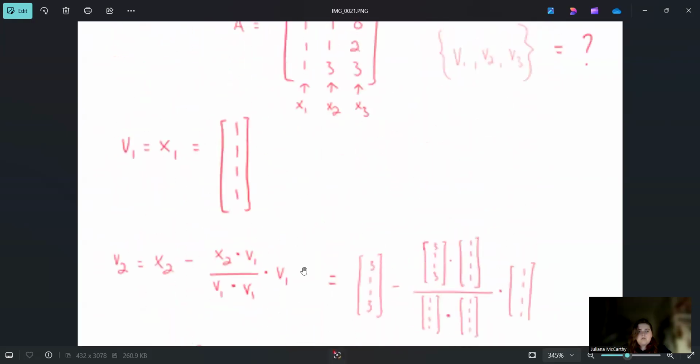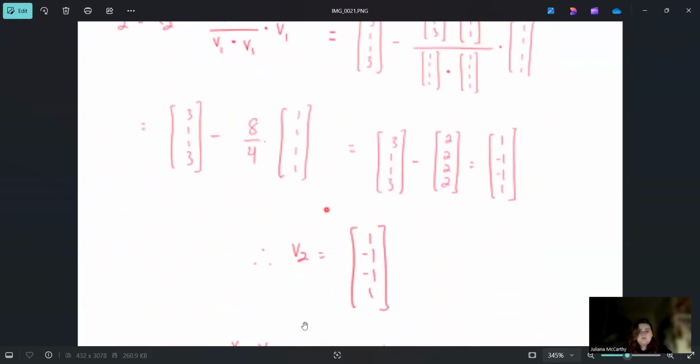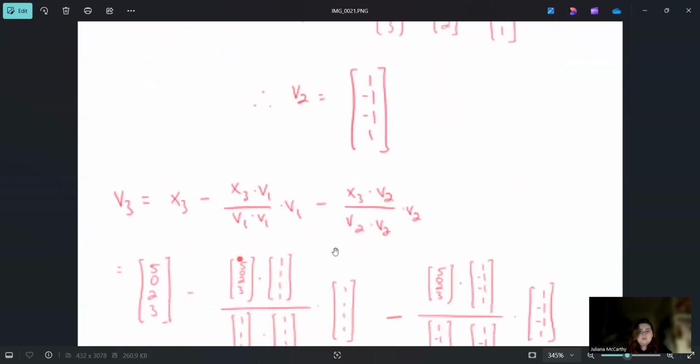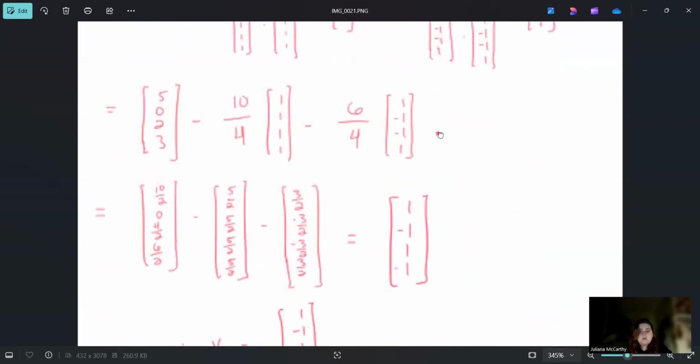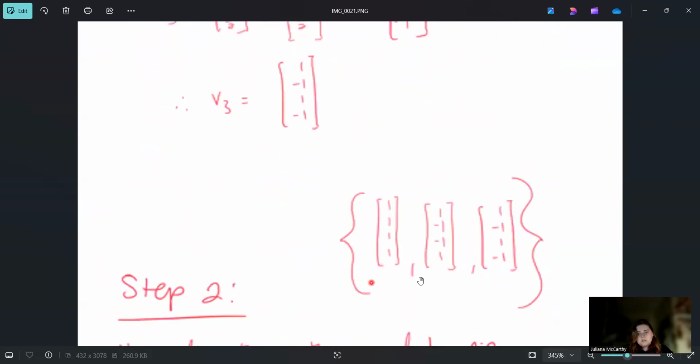So we found V1 using this equation, we found V2, and then using this equation, we found our V3. So this is the orthogonal basis of A. So we're just one step closer to finding Q. We can check that it's orthogonal by taking the dot product of any of these two vectors, and we're going to see that we get 0.